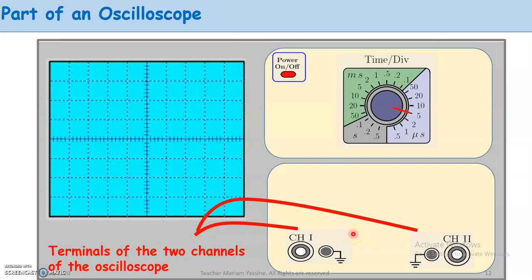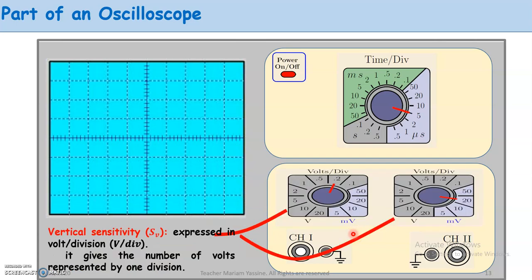Each channel has its own scale called vertical sensitivity, meaning the scale on the vertical axis. It means how many volts this division contains. The unit is volt per division. Okay?